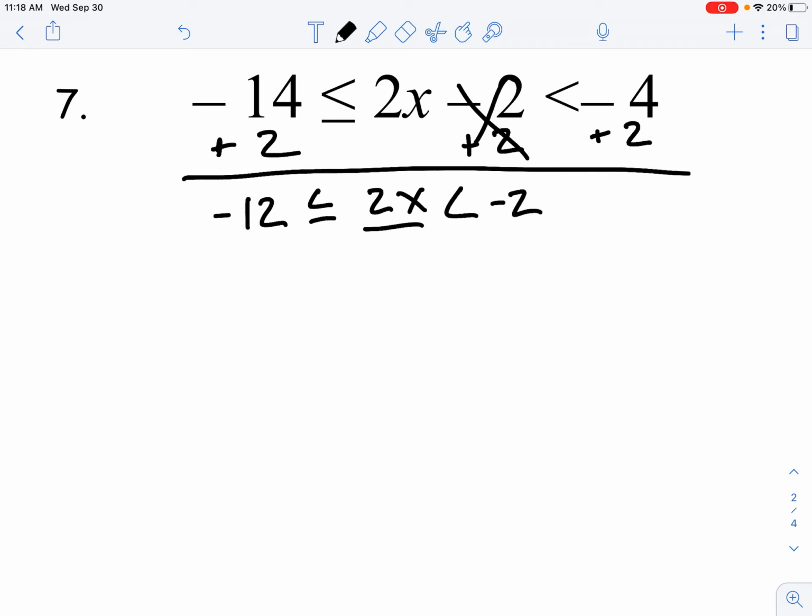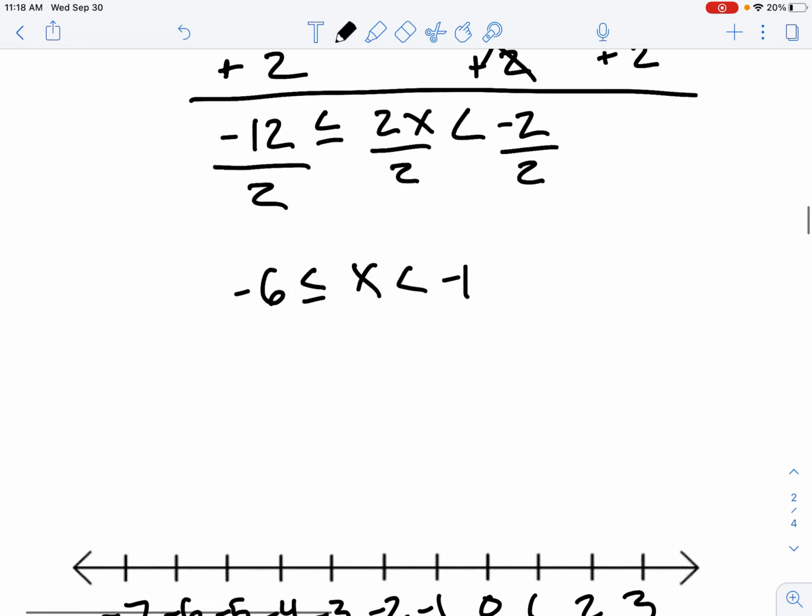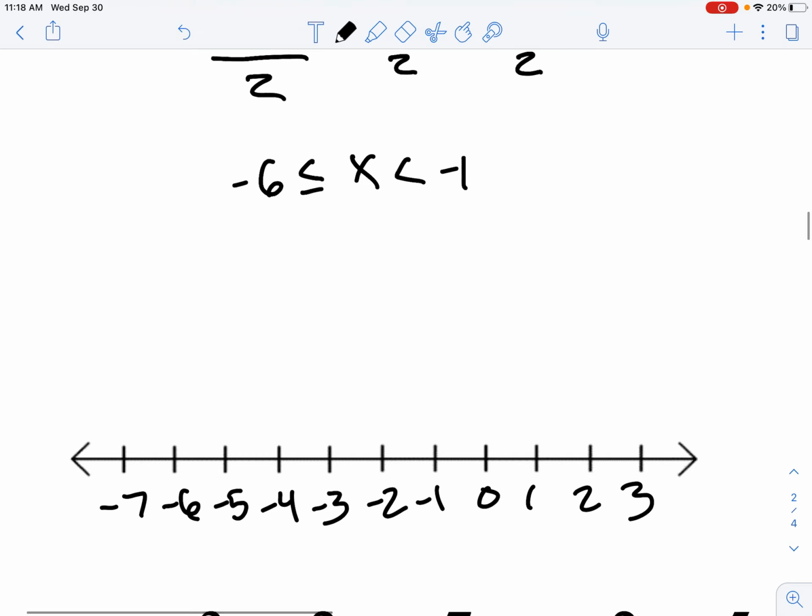Now I have to divide both sides by 2. Or I should say all 3 sides because there's 3 of them that we have to do here. So negative 12 divided by 2 is negative 6. Keeping my sign the same. X, keep my sign the same. Negative 1. So somewhere between negative 6, that's going to be a closed circle, and negative 1, that's an open circle, we can connect those to make our compound inequality.